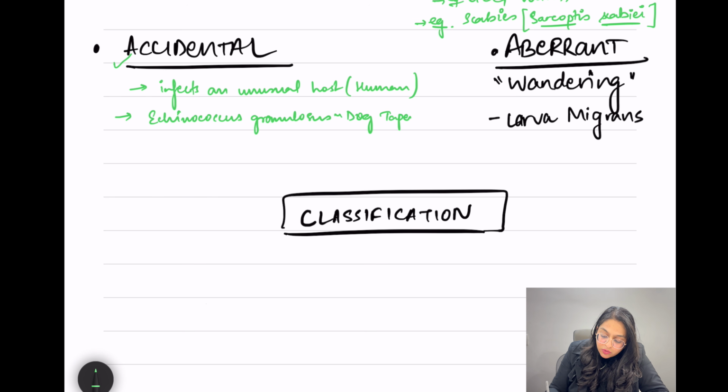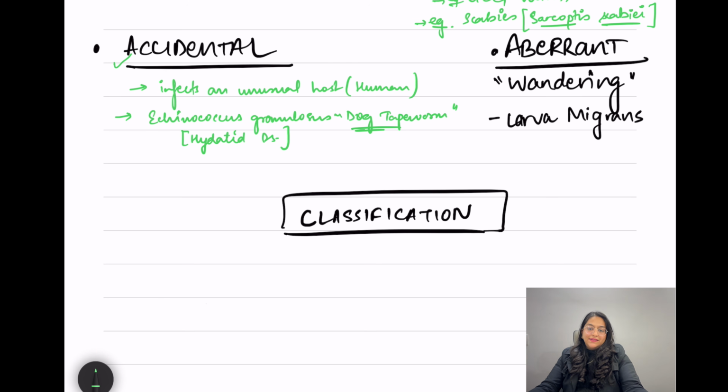So the usual host for this tapeworm is the dog, but sometimes accidentally it infects the humans and causes hydatid disease. So accidental. That means usually in nature, for the life cycle of the parasite, a dog is needed. The parasite is happily infecting the dog, causing disease in dog and surviving. It need not infect man, but sometimes accidentally due to contact with dogs, man can get infected. In that case, it's an accidental parasite.